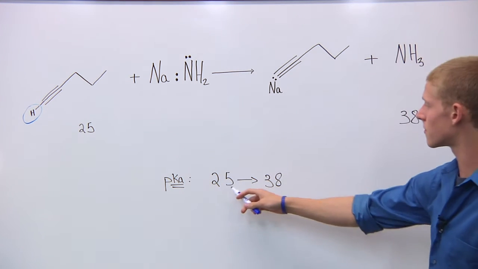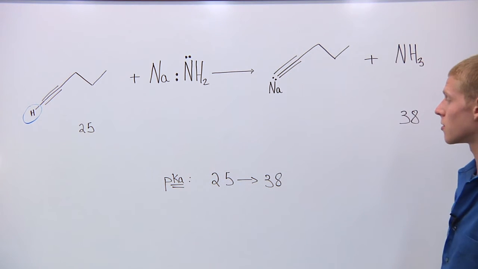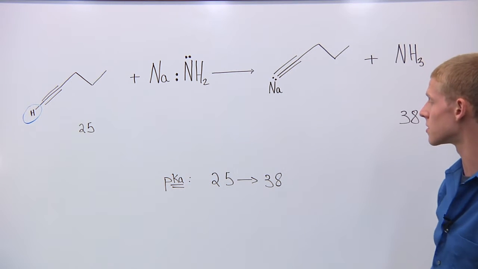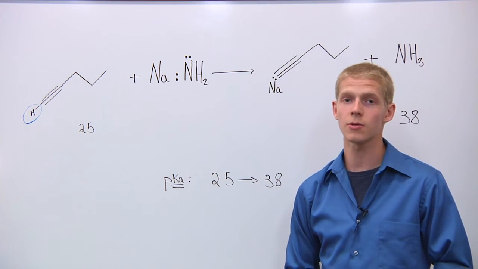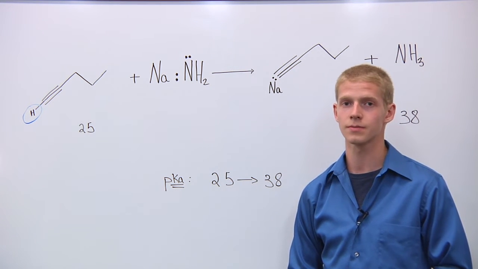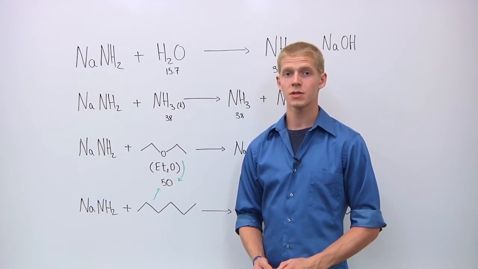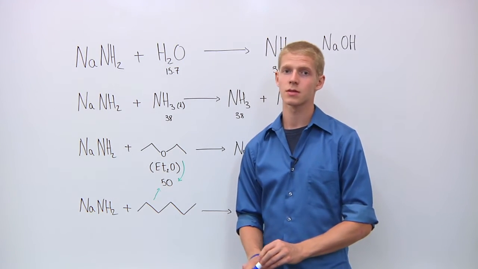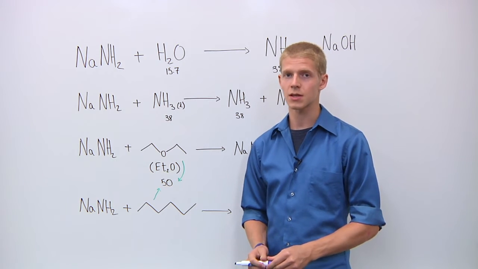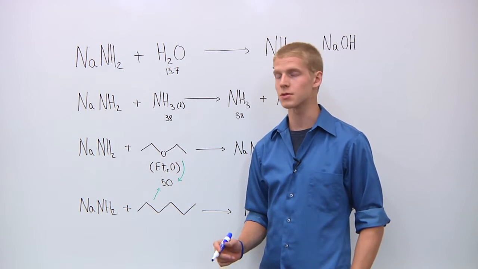So we're going from 25 to 38, which is from a lower pKa value to a higher pKa value. So this reaction will go to completion. And now we can consider which solvent we want to use. When choosing a solvent, it's important to remember two things. The solvent can't react with the base, and it also has to keep both of the reactants in solution.